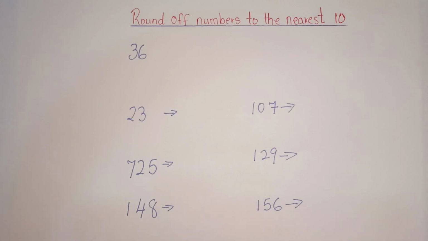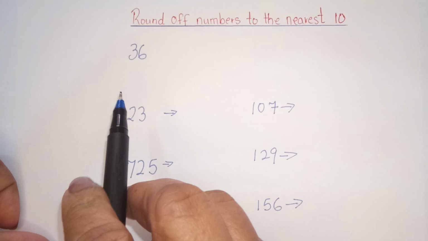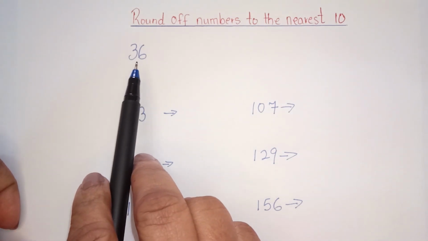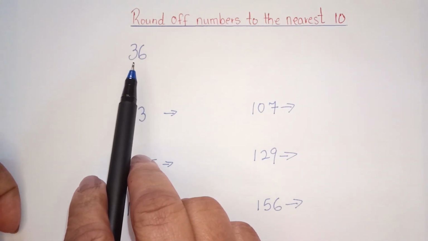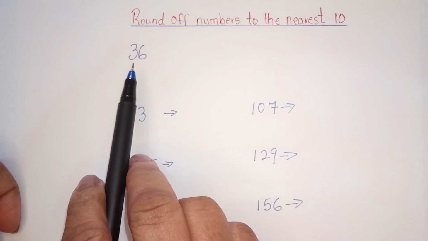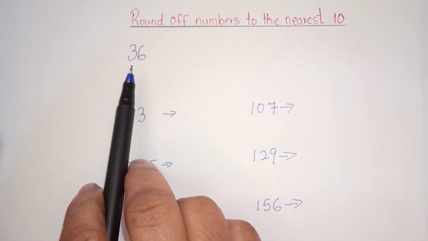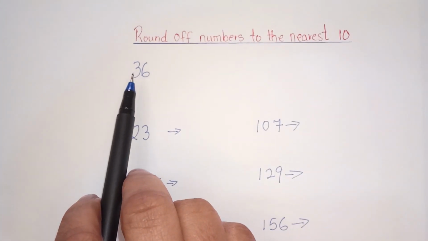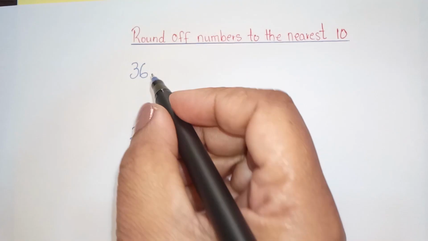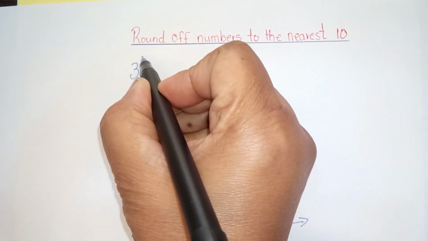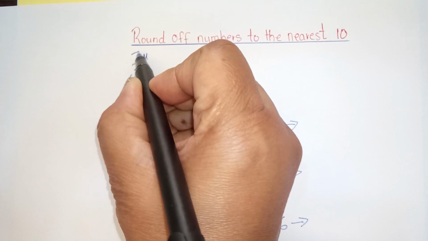Hi guys, let us round numbers to the nearest 10. For example, we have a number here which is 36. So we are going to round this to the nearest 10. First, we are going to put the number into its place value. So we say here we have 6 is units and 3 is tens.